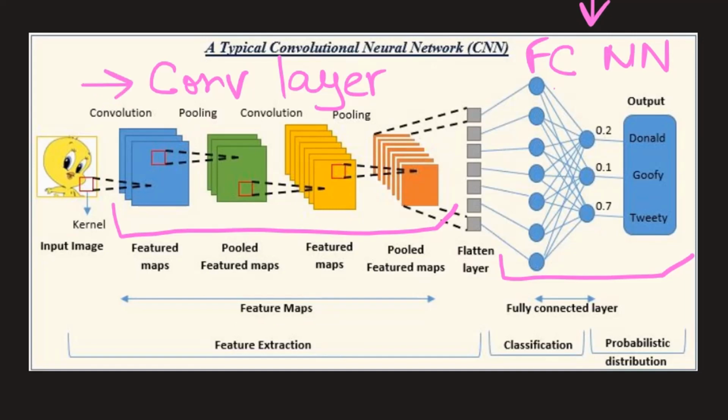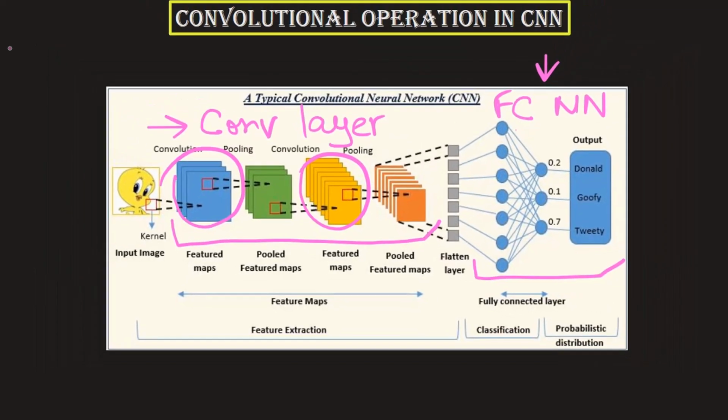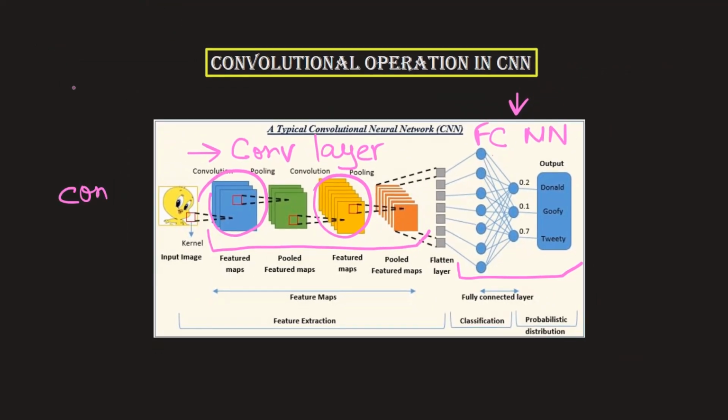This layer is responsible for doing two types of operations. First will be convolution, which is here and here. So the first thing it does is the convolutional operation. The second thing that it does is pooling, which is happening over here and here. For this lecture, we are going to pay more attention to the convolutional part. We will cover pooling in a separate lecture.